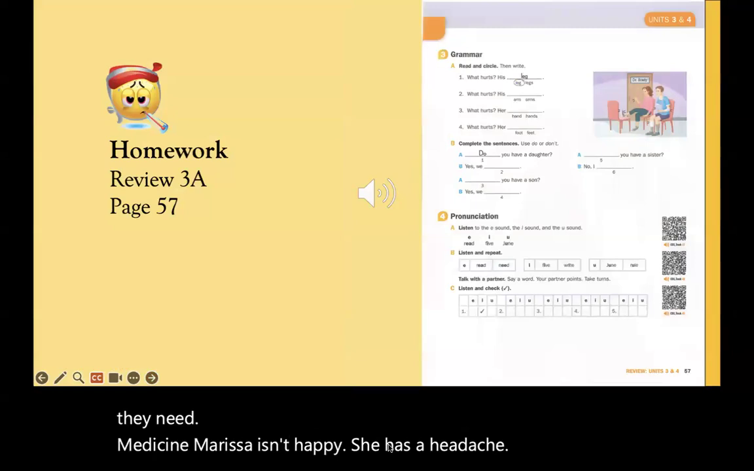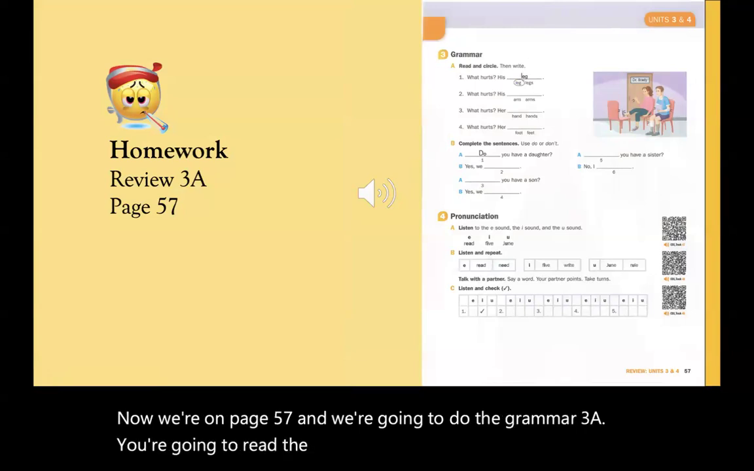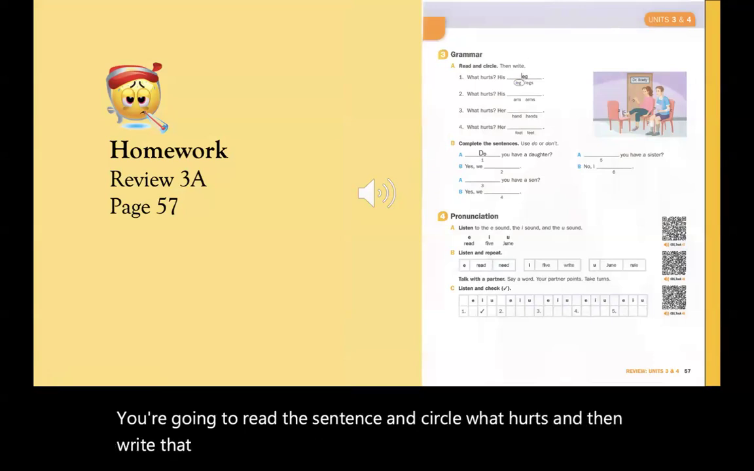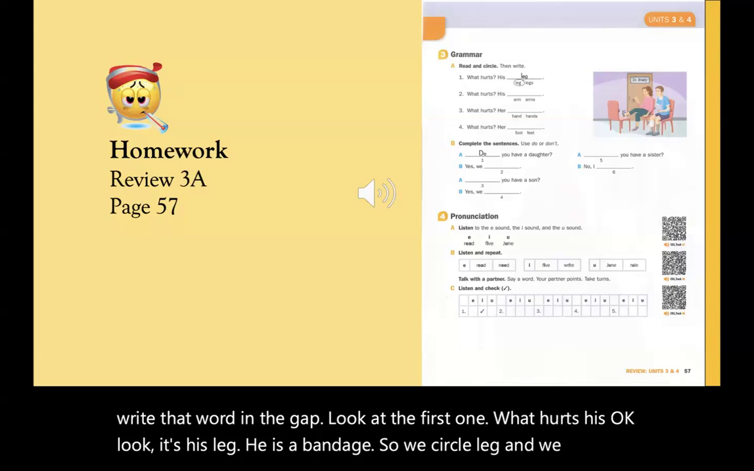Now we're on page 57 and we're going to do the grammar. 3A. You're going to read the sentence, circle what hurts, and then write that word in the gap. Look at the first one. What hurts his? Look, it's his leg. He has a bandage. So we circle leg and we write L-E-G.